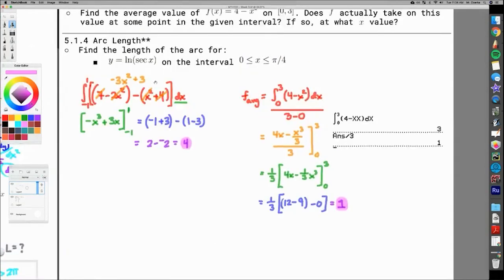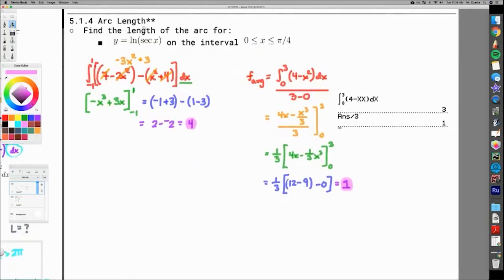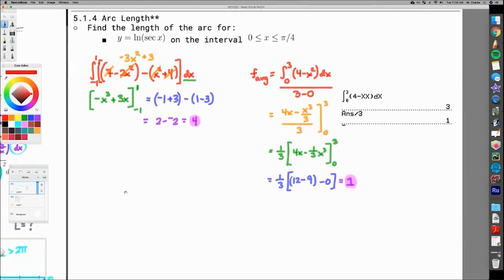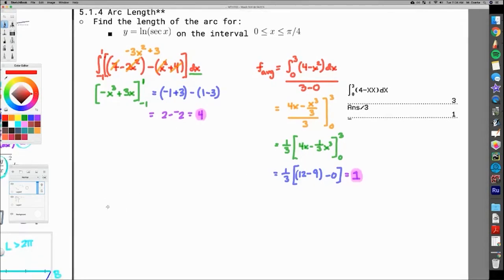All right, let's do 514. Holy cow, that's going to be a fun antiderivative. Maybe. All right, so we have L being equal to the integral from 0 to pi over 4 of the square root of 1 plus the derivative. I didn't do the derivative of that. Let's do the derivative really quick.